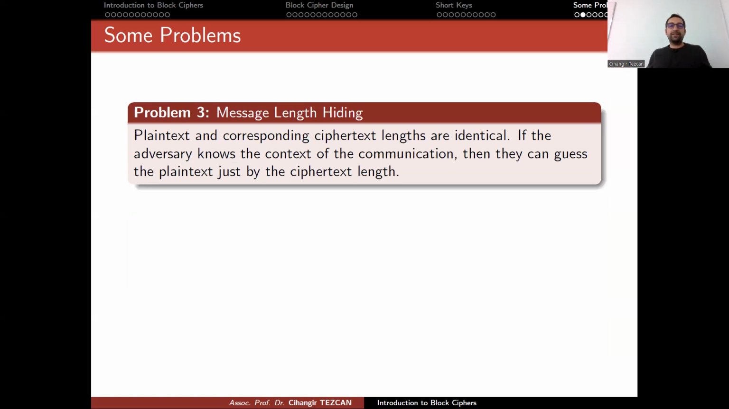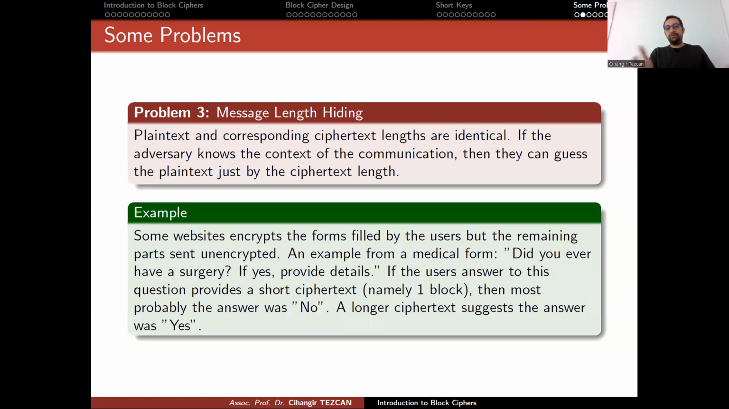Third problem is message length hiding. Plain text and corresponding ciphertext lengths are identical. If the adversary knows the context of the communication, then they can guess the plain text just by looking at the ciphertext length, okay? So let me give you an example.